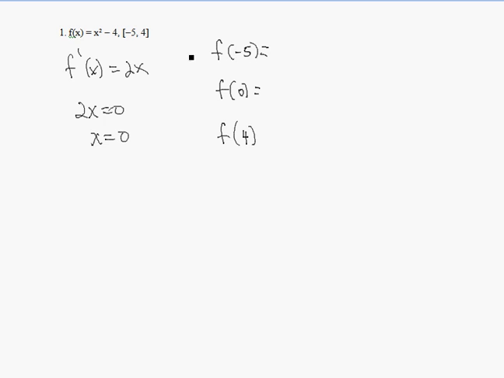So plugging -5 in, you'd square it, minus 4. So that gives us 21. You plug in 0, minus 4 is -4. You plug 4 in, you square it, minus 4, you get 12. So this is obviously our absolute.